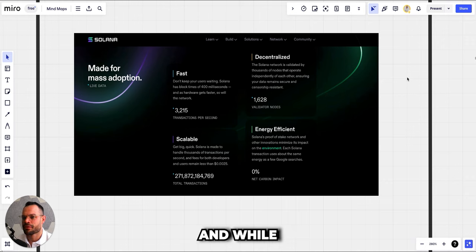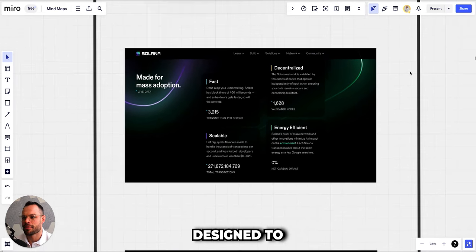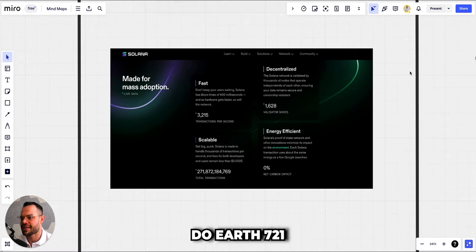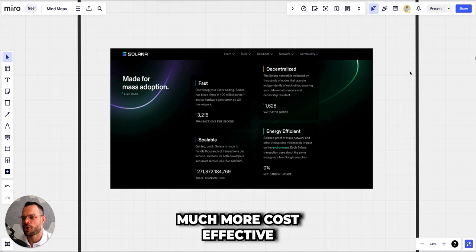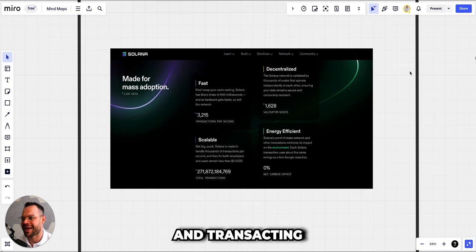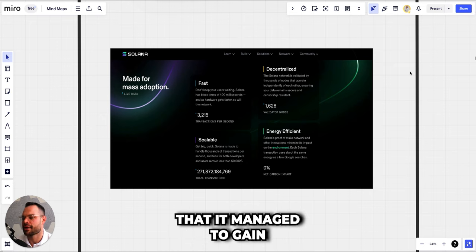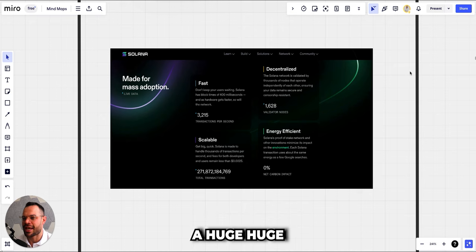And while Ethereum is obviously designed to do ERC-721 and everything to do with NFTs, Solana was so much more cost-effective and much cheaper for creating projects and transacting on-chain than Ethereum during the last bull cycle that it managed to gain a huge, huge market share during the course of the 2020-2021 cycle.